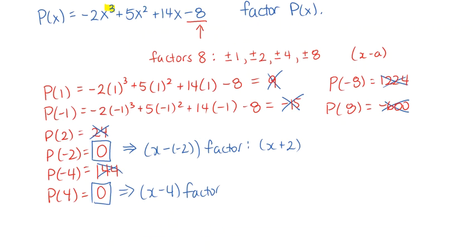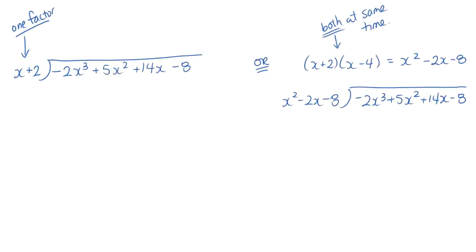So I could do this now and divide p of x by x plus 2, figure out what that polynomial is, and then divide that by x minus 4, and then figure out what the remaining binomial should be. Or I can multiply x plus 2 by x minus 4 and divide that quadratic into the cubic and figure out what the remaining binomial is. So there's 2 approaches on this one. So let's try one of them.